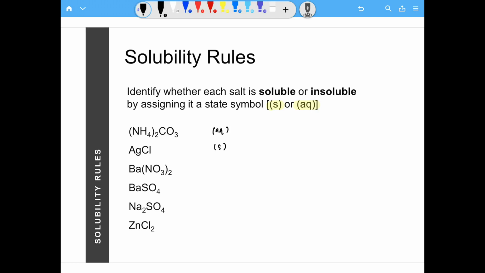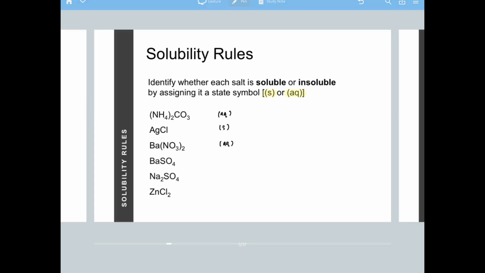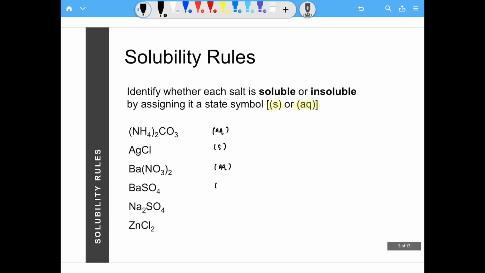For barium nitrate, it's a nitrate, so all nitrates are soluble in water. Barium nitrate is soluble in water. For barium sulfate, we need to use the rule on sulfates. All sulfates are soluble in water except for calcium, barium and lead. So barium sulfate is therefore insoluble in water. Sodium sulfate, once again, is a spar salt, so it's definitely soluble in water.